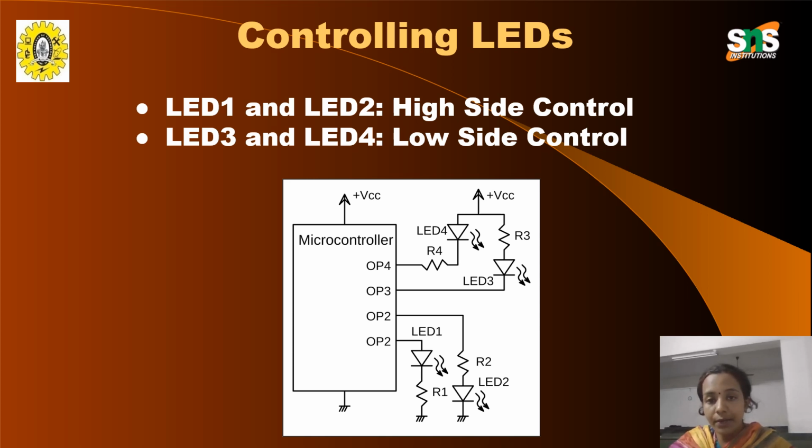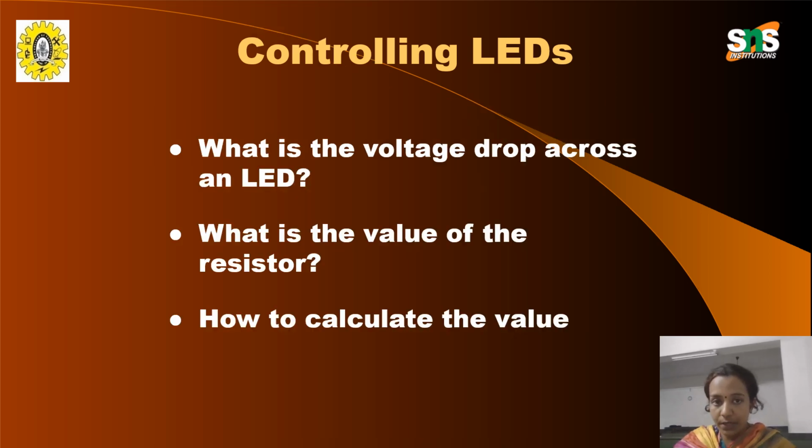So LED 1 and LED 2 are for high side control, and LED 3 and LED 4 are for low side control. We have a microcontroller provided with a power supply of VCC, and LED 1 is connected with resistor 1, LED 2 connected with resistor 2, LED 3 connected with resistor 3, LED 4 is connected with resistor 4. LED 3 and 4 are connected together and they are provided with a VCC of power supply 5 volt. So these are the controlling LEDs. LED 1, 2, high side control. LED 3 and 4 are for low side control.